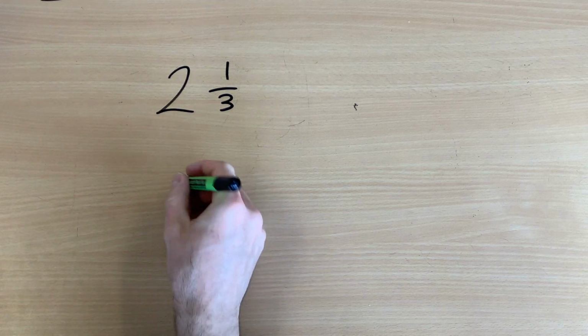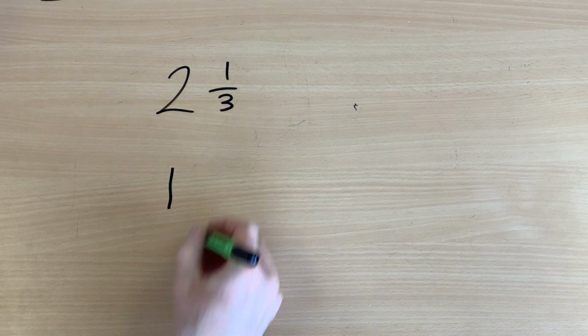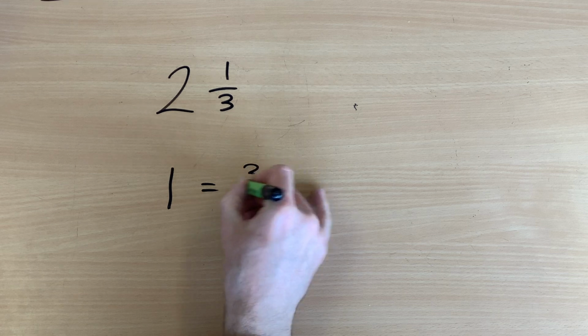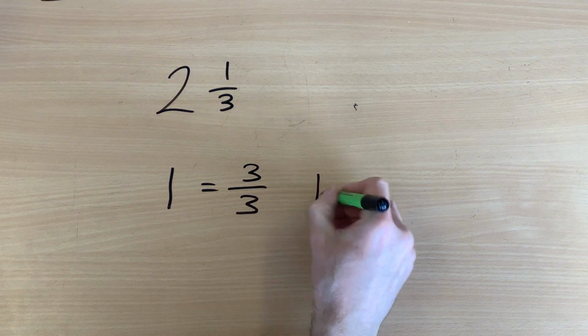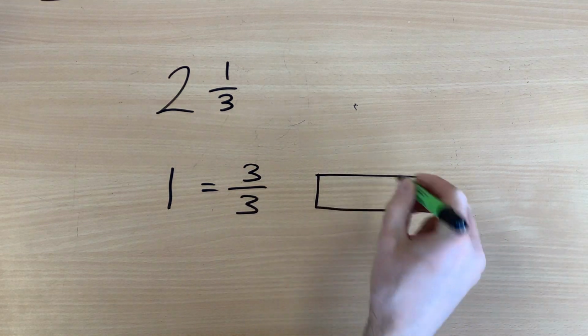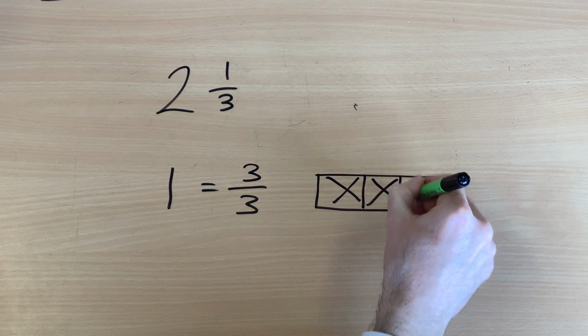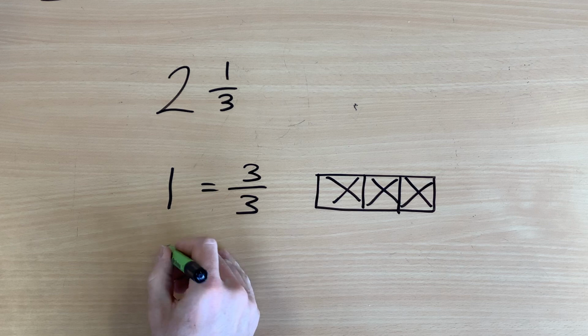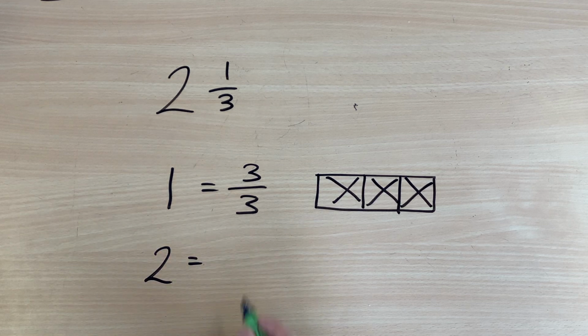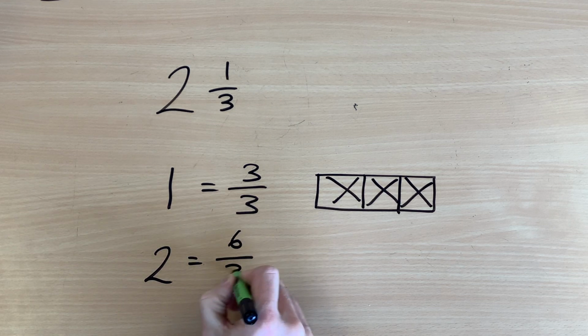Now, we know that one whole thing is made up of 3/3. You can imagine one whole thing chopped into 3 pieces, and there's going to be all 3 of them to make a whole one. In that case, I know that in 2 wholes, I've got 6/3.